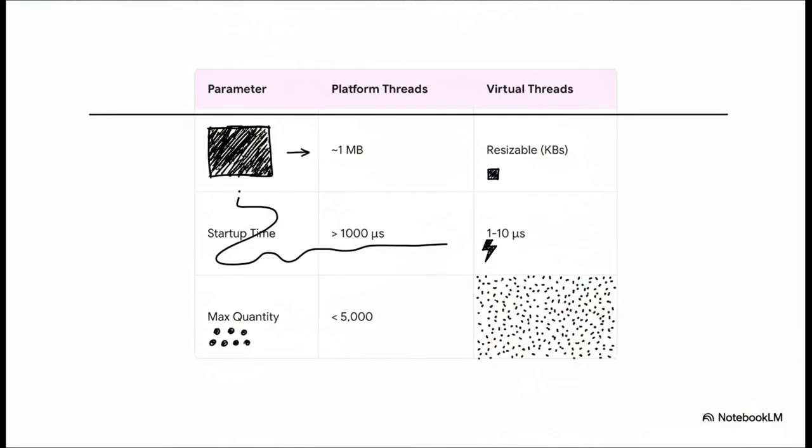And when you put them side by side, the difference is just staggering. Look at this. The stack size goes from a megabyte down to just a few kilobytes. Startup time is thousands of times faster. And the maximum number you can have, we go from a few thousand to millions. The sense of scale here is on a whole different planet.